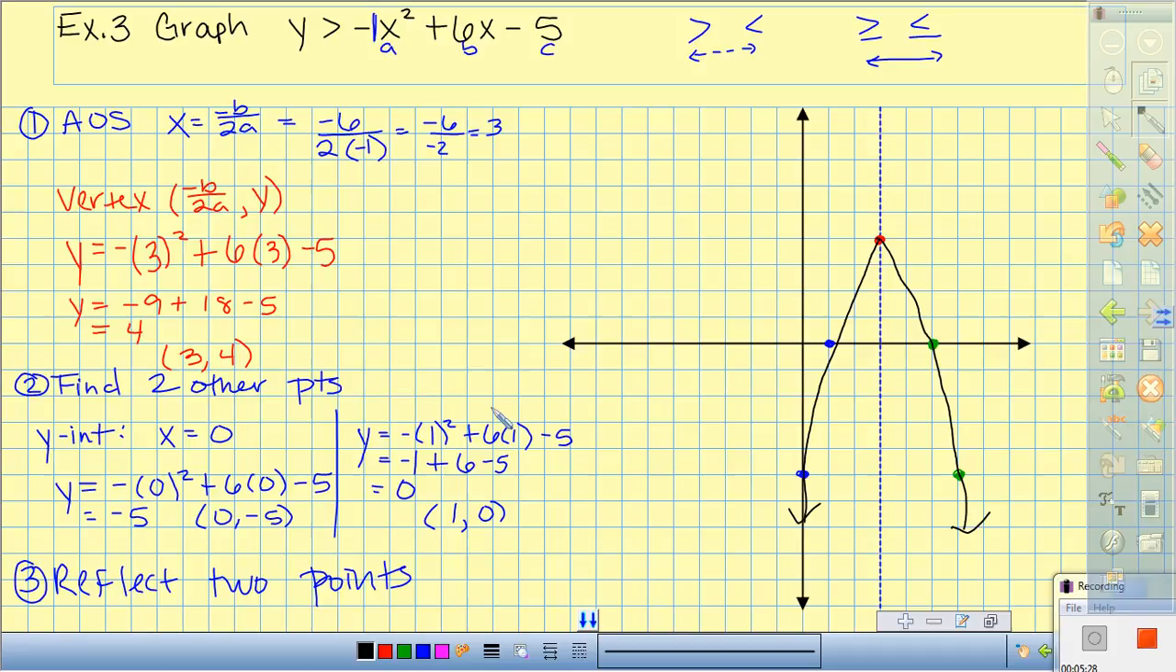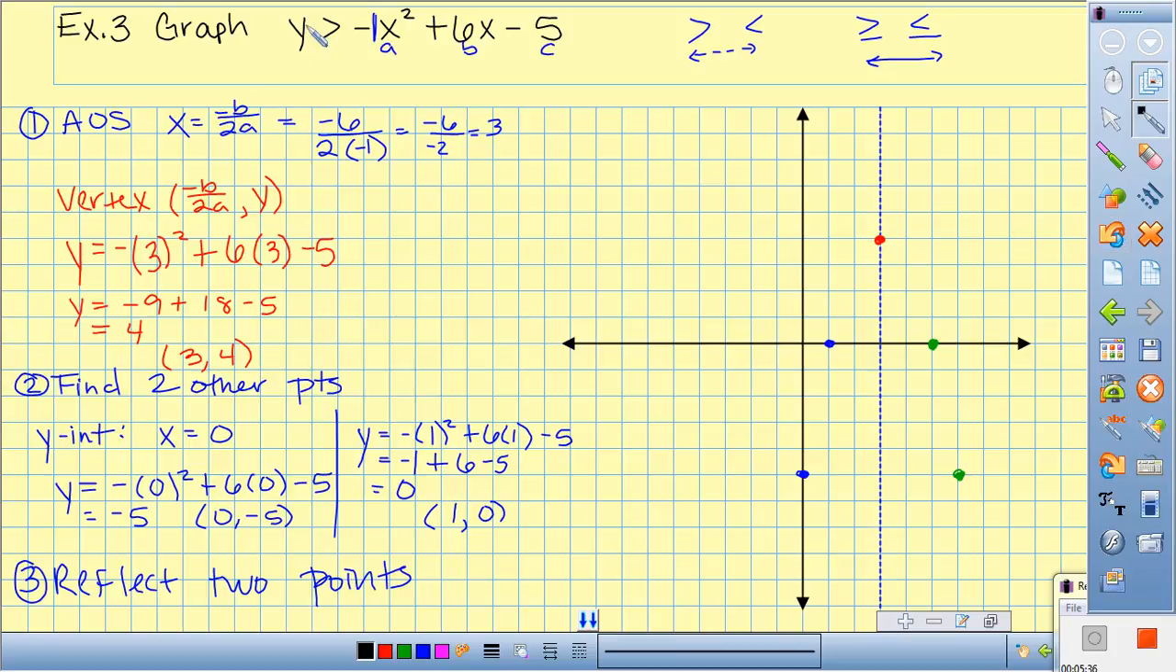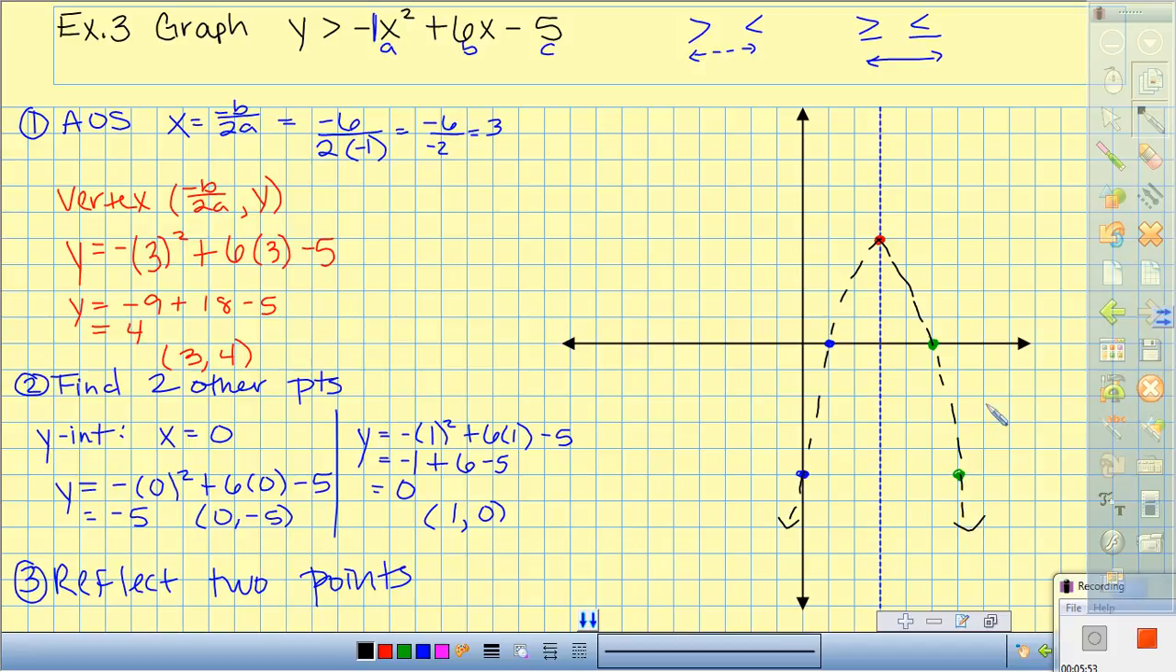Okay, now what did I forget to do? I forgot to worry about this sign. So let me get rid of these lines, because since this is a greater than sign, we know we have to have a dashed line. Maybe that'll make it easier to draw my parabola if it's a dashed line. Actually, that looks much better. So there's my dashed line there. This side not looking so hot, but better. There's my dashed line there.